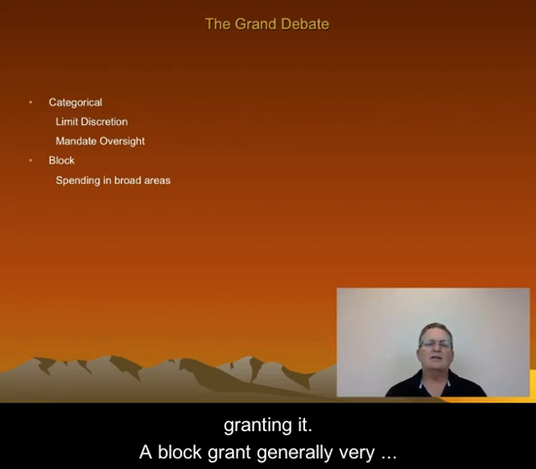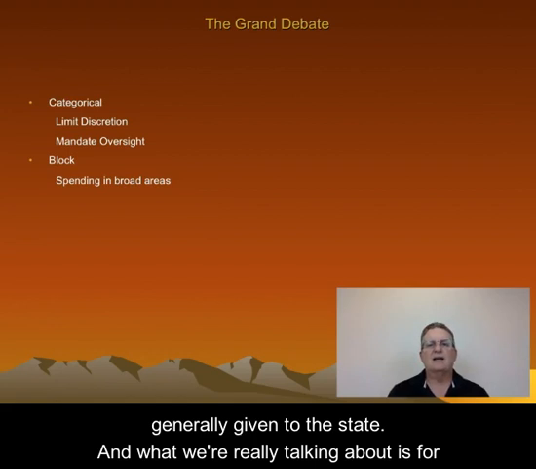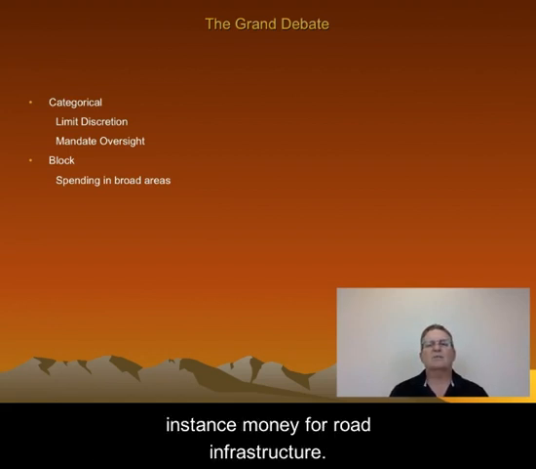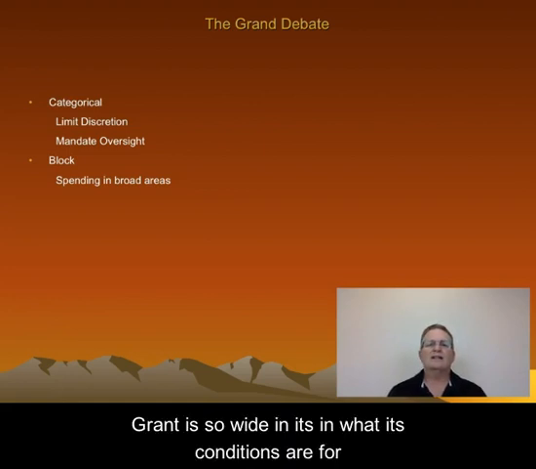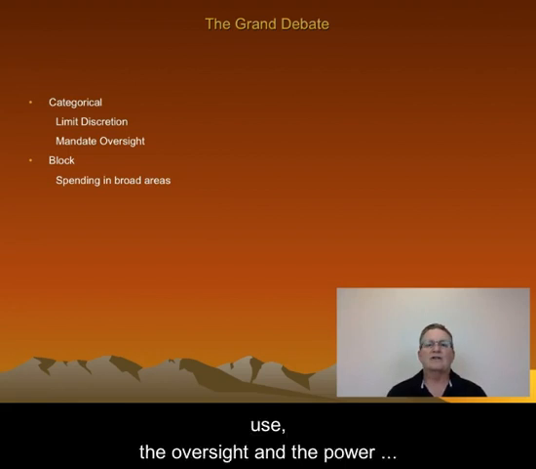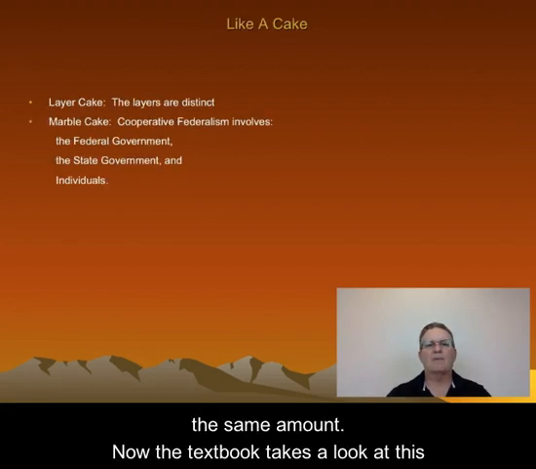A block grant, generally very different. Those are by broad categories, generally given to the state, and what we're really talking about is, for instance, money for road infrastructure. And because of the fact that the block grant is so wide in what its conditions are for use, the oversight and the power that comes from that oversight decreases by the same amount.